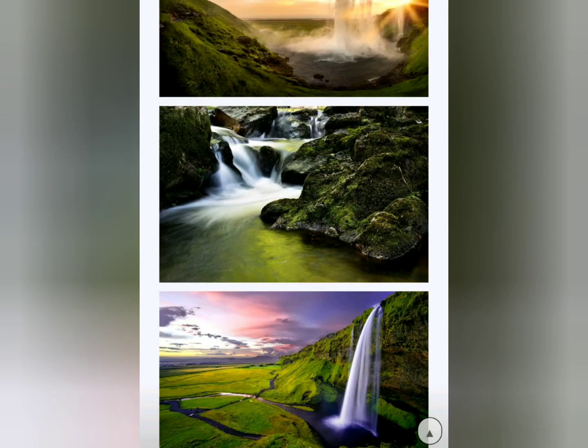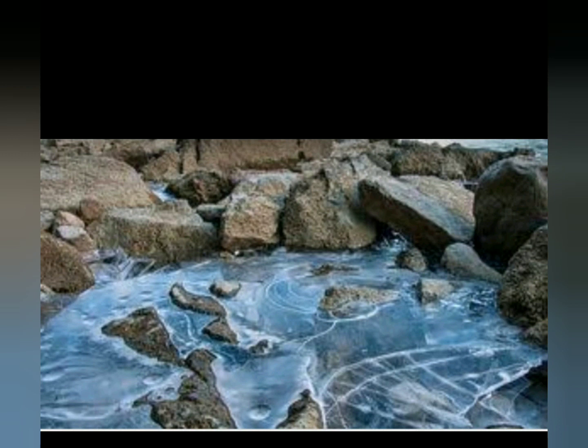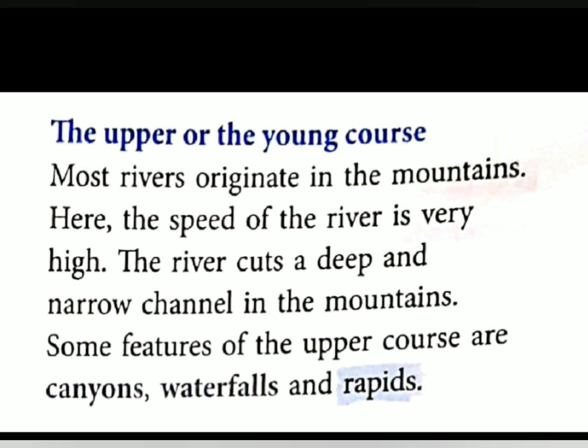From the place where it originates, a river passes through 3 stages. You all need to understand those 3 stages. First stage is called the young course or the upper stage. Okay? Second is the middle or the mature course. And third is the lower or the old course. So we will read about them one by one. Number 1, the upper stage or the young course. Here, the rivers originate in the mountains, as I told you.